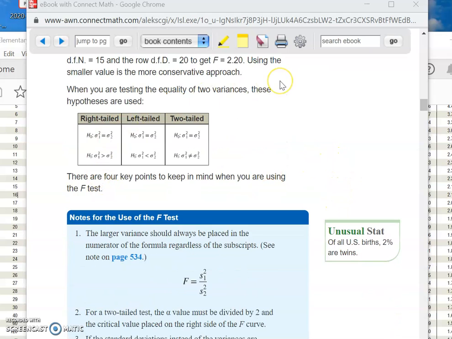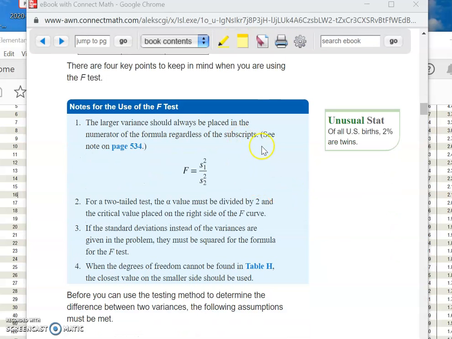These are the kinds of hypotheses you're going to be using. It's always going to be the same: the null hypothesis is that they're equal. There's the right-tail test, left-tail test, and two-tailed test. I don't recommend trying to memorize this. It's better to develop your intuition so you just understand it, okay?